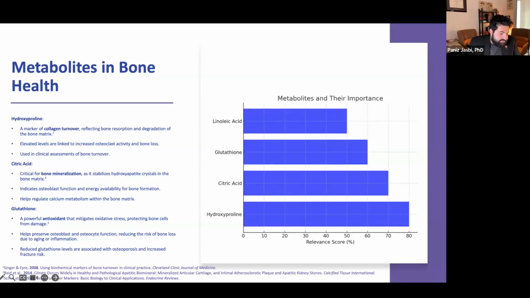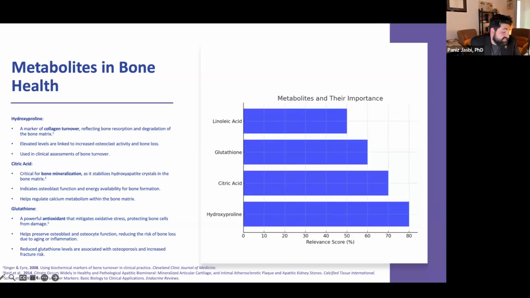Citric acid has a relevance score of about 70% in mineralization. The antioxidant glutathione has about a 60% relevance score in antioxidant defense. And linoleic acid has a 50% relevance score when we talk about systemic inflammation modulation, which is a big deal related to bone health. So this is, again, a relevance score that has been mined from the available data that we've collected today, and we'll discuss in short order.